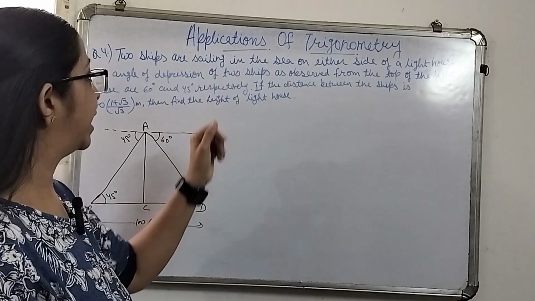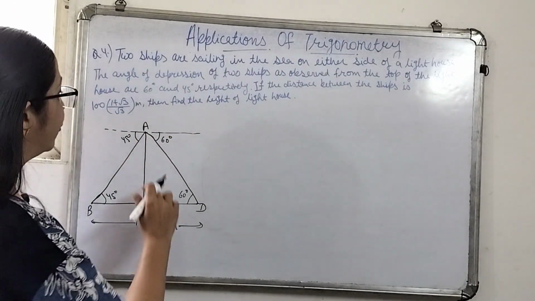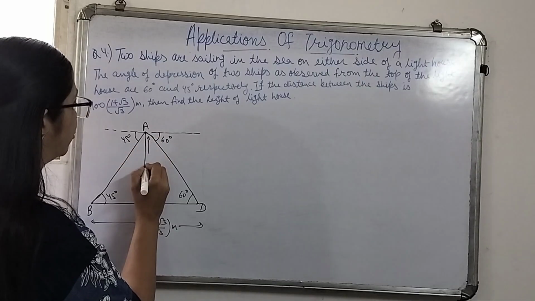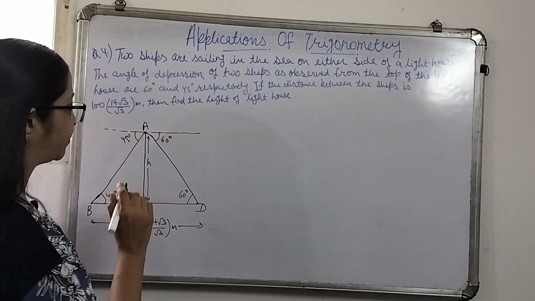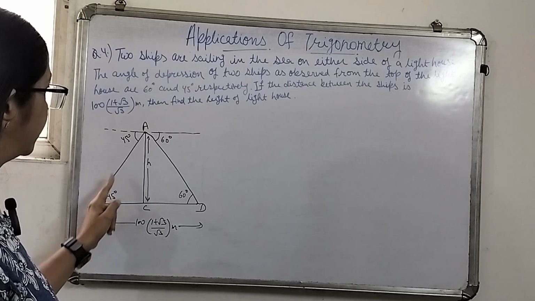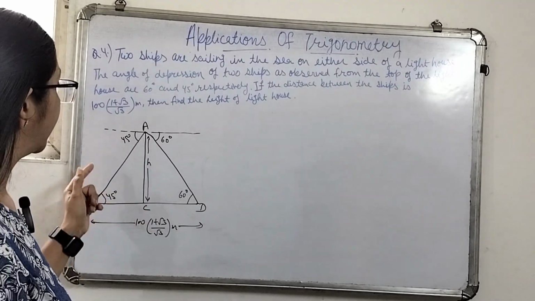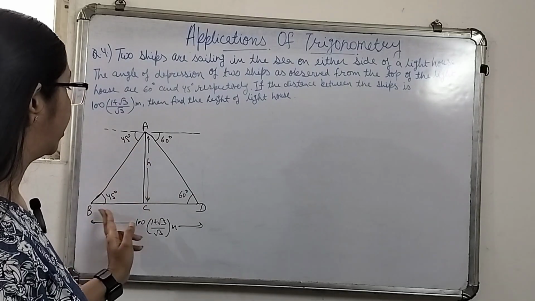It is the distance between these two ships. We have to find the height of the lighthouse, that means we have to find the value of AC. We are assuming that the height of the lighthouse is h meters. Now see, we have to find the relation between, if this is the angle, so this will be the perpendicular and this will be the base.